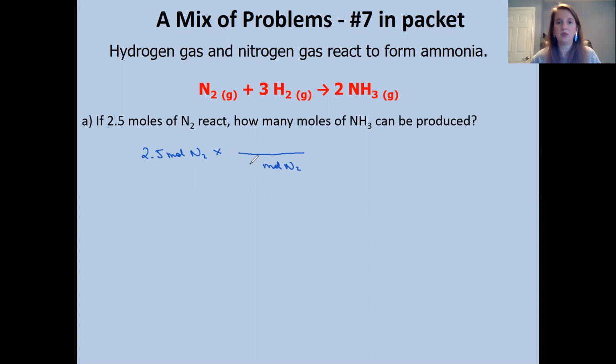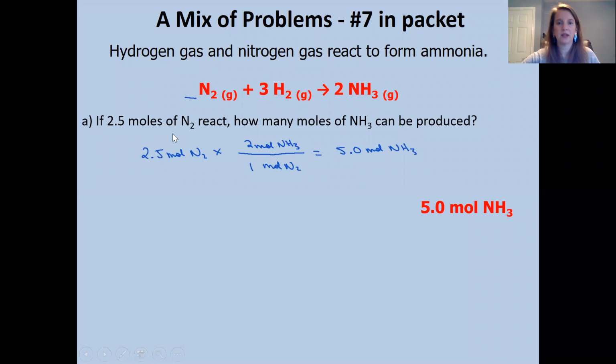So I have 1 mole of nitrogen because that is my coefficient of the nitrogen in the reaction. And I've got 2 moles of ammonia up here. I do not have to use grams in this question or anything else because it's only talking about moles to moles. So I can go ahead and multiply 2.5 times 2, and that means I'm going to be able to make 5.0 moles of ammonia.